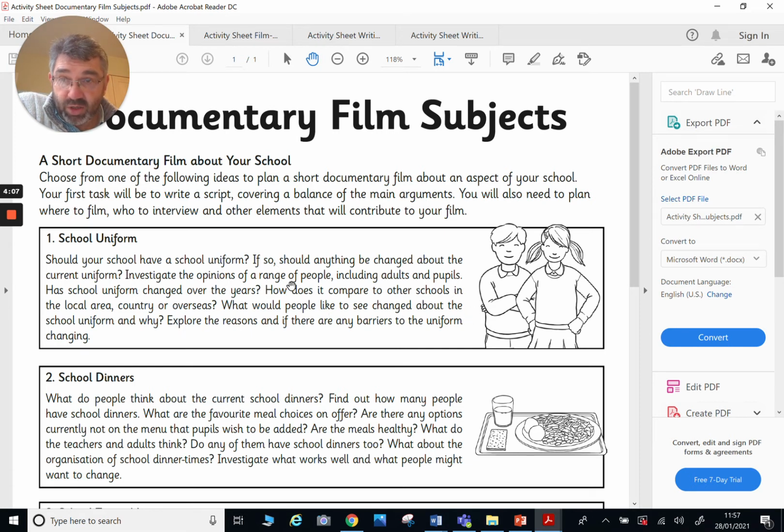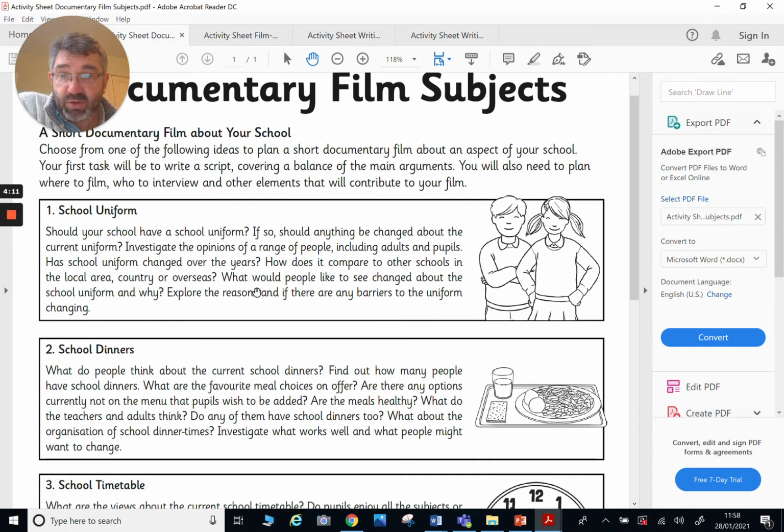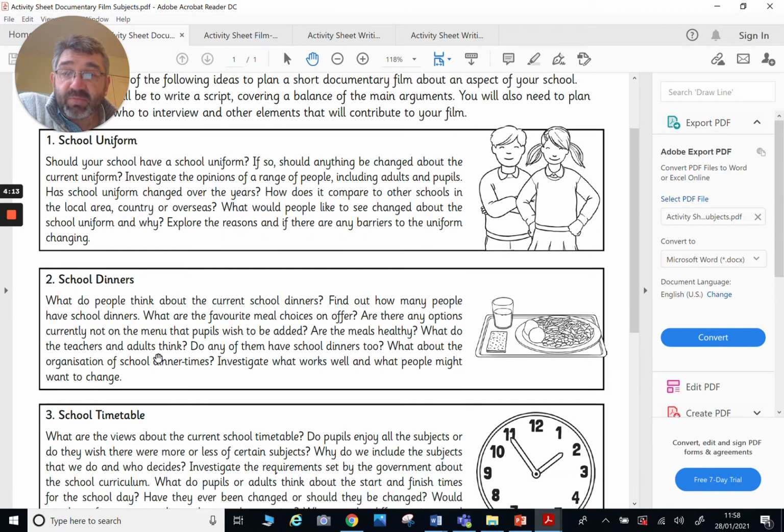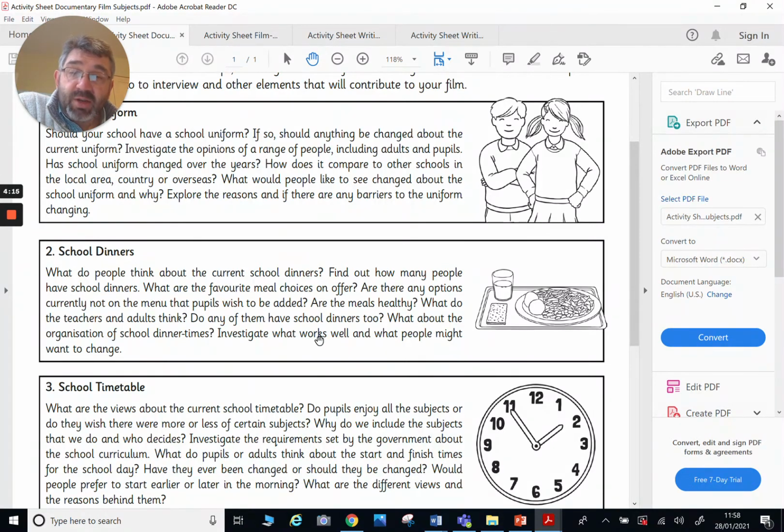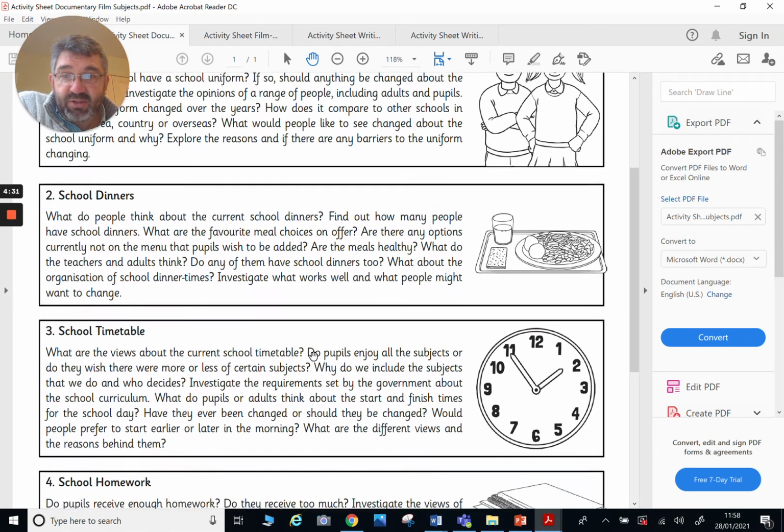So have a little look here, ideas about how school uniform has changed over the years and whether you need it. School dinners. What do people think about current school dinners? They've changed an awful lot in my lifetime. Okay, when I was your age, I remember regularly having sausage, mash, and cabbage. And there's an awful lot of cabbage left on the plate. Okay, for school dinners, semolina pudding.